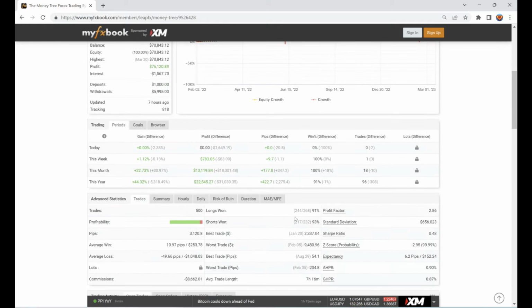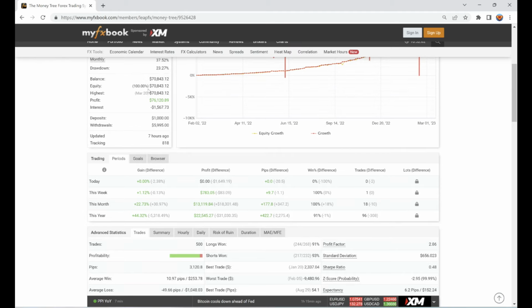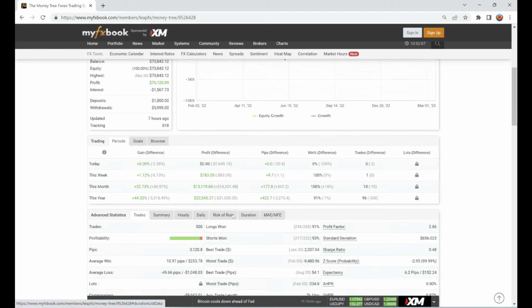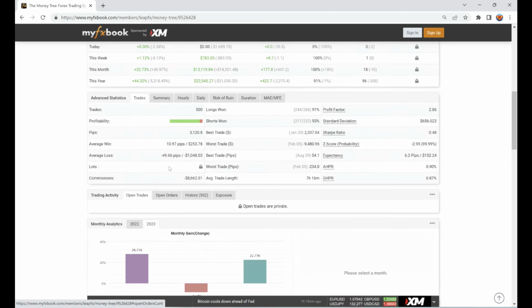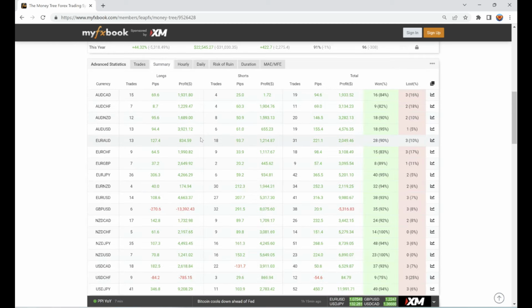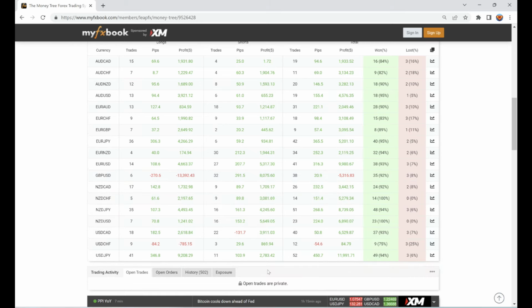Looking at the stats, it's done 500 trades, and if you consider the date, it's February 2022, so that's just over a year. It's now March 2023, and it's made this amount of money. So I thought this was a really interesting one to have a look at. Other things which are of interest: summary. You can see all of the pips that it's made. The only one that hasn't been profitable has been pound dollar, but all the others have been profitable.